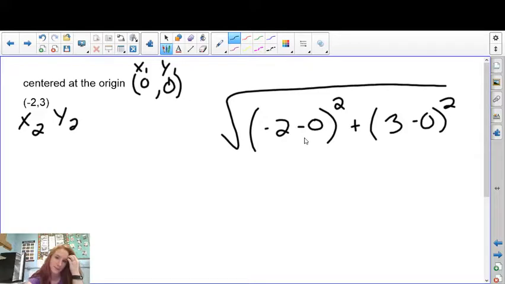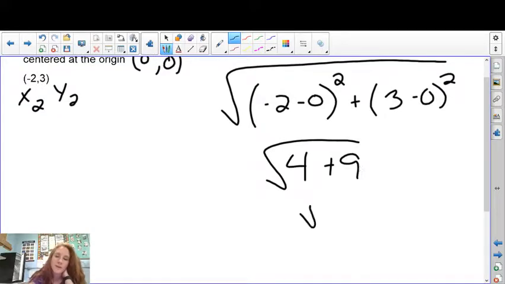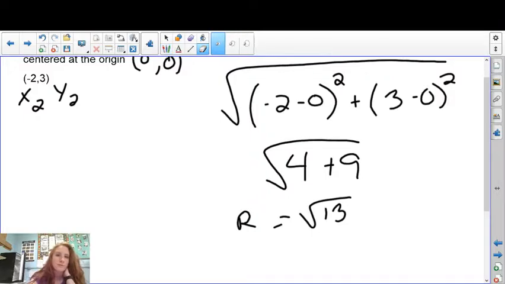-2 minus 0 is -2. -2 times -2 is 4. 3 minus 0 is 3. 3 times 3 is 9. 4 plus 9 is 13. And I get my radius is equal to the square root of 13.